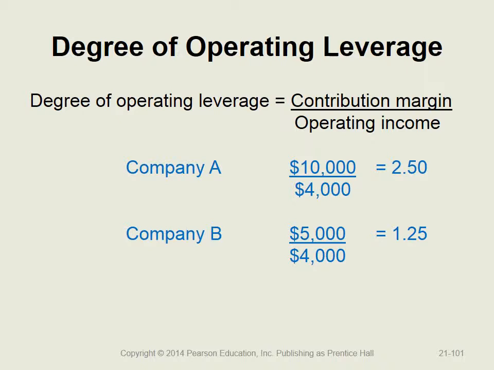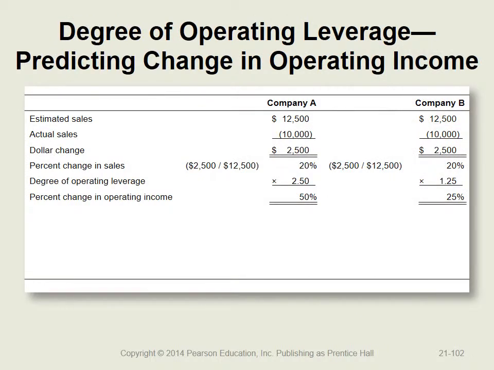This means that the percentage change in operating income will be 2.50 times the percentage change in sales. For Company B, the percentage change in sales will have a lesser effect on the operating income at 1.25 times the change. This chart shows that the degree of operating leverage can accurately predict the effect on operating income when sales volume changes. The percent change in sales multiplied by the degree of operating leverage gives us the percent change in net operating income. Company A's 20% decrease in sales results in a 50% decrease in net operating income. Company B's 20% decrease in sales results in a 25% decrease in net operating income.